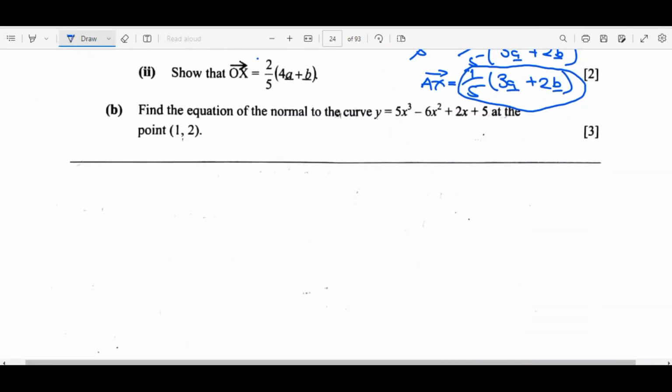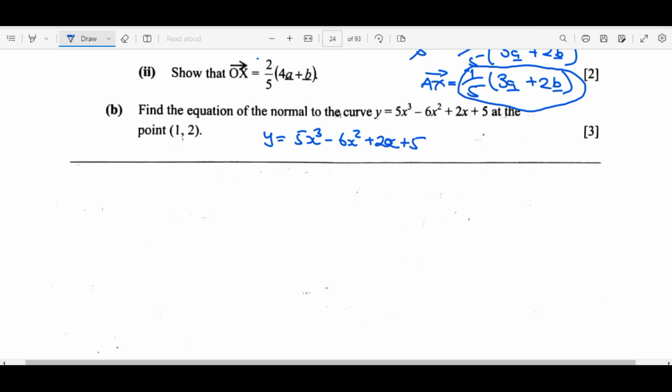Okay, so find the equation of the normal to the curve y at the point. So here, what are we going to do? We're going to say y is equal to 5x cubed minus 2x squared plus 2x plus 5.